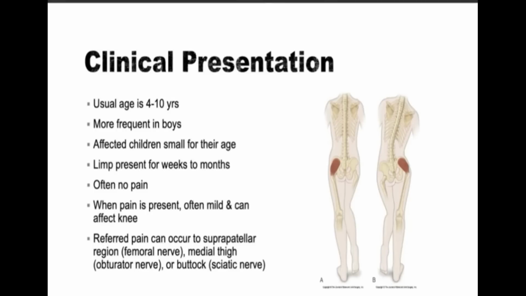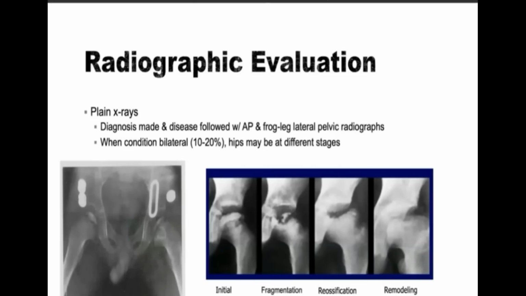It can also, just like a slipped capital femoral epiphysis, be referred to the knee because of the neurologic connections between the hip and knee. So that referred pain can be in the suprapatellar region, the femoral nerve distribution, the medial thigh, or even the buttock. And so if someone comes in with a limp, it's really important to do a good physical exam and radiographic analysis of their hips. The diagnosis is made on plain x-rays.